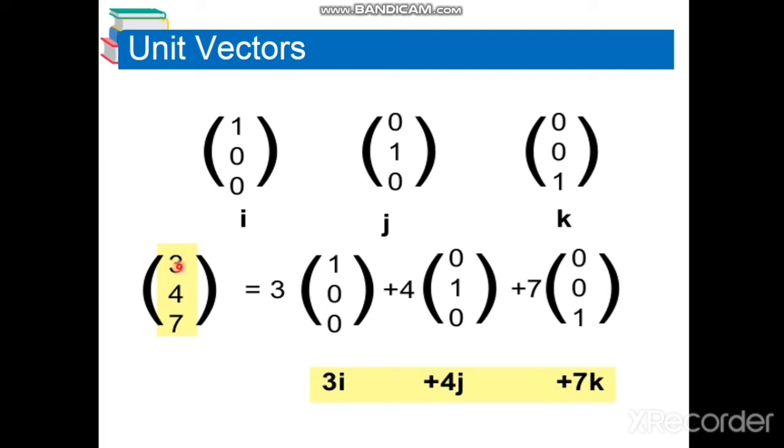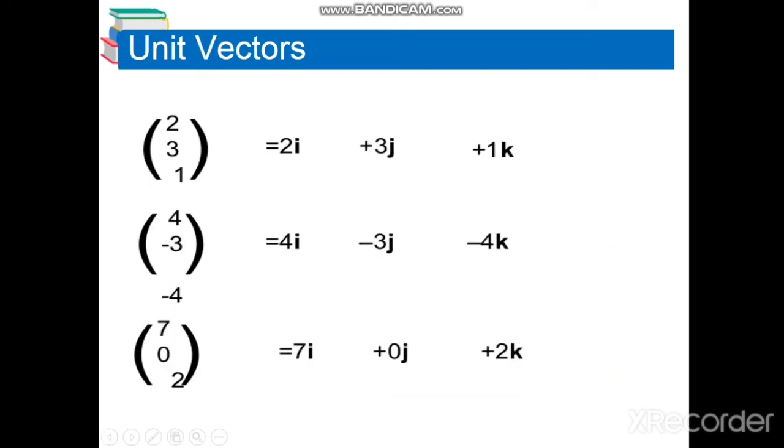So same is the case here. 3i means 1, 0, 0 plus 4j means 0, 1, 0 plus 7k means 0, 0, 1. We can write this vector as 3 times i plus 4 times j plus 7 times k, where i, j and k are unit vectors. Another example you can see here, 2, 3, 1. It means 2i plus 3j plus 1k or simply k. 4i minus 3j minus 4k. 7i plus 0j plus 2k.